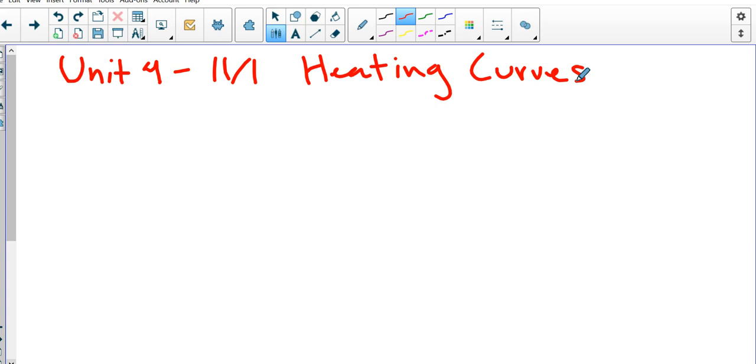Now, I want you to take your brand new piece of paper, and I want you to turn it sideways, and I want you to draw this graph I'm about to draw as big as your paper, okay? So, we're going to draw the heating curve for water.